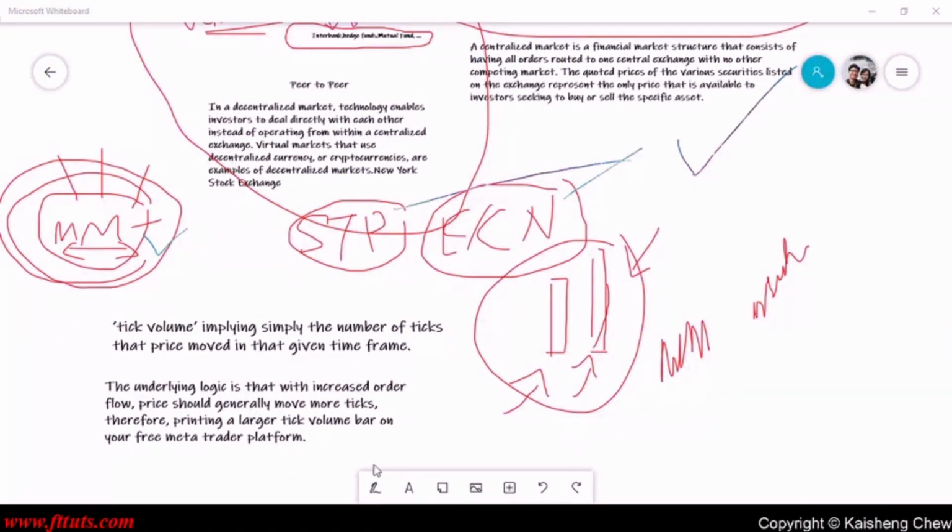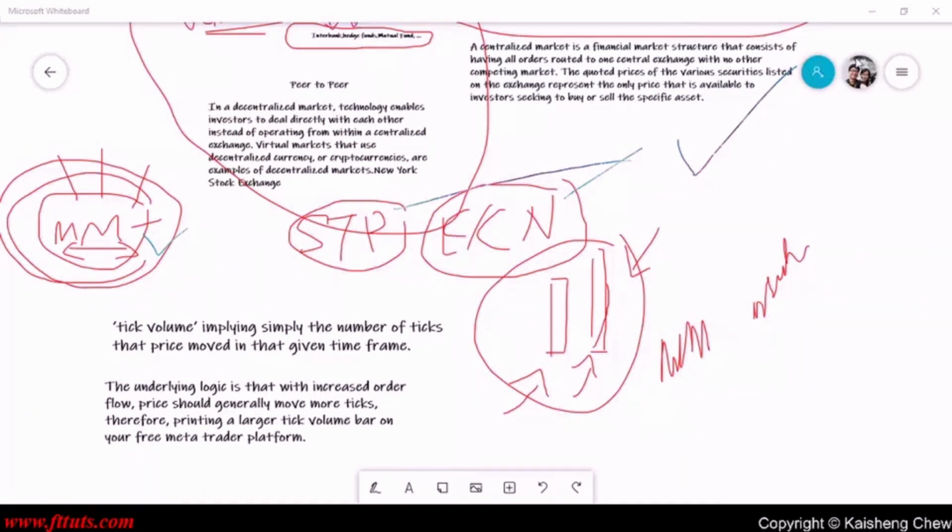Let me show you. Just give me a minute, let me show you the broker that I'm using. Okay, just hold on. Because I enabled a setting, I need to reset for a while so that I can show you.